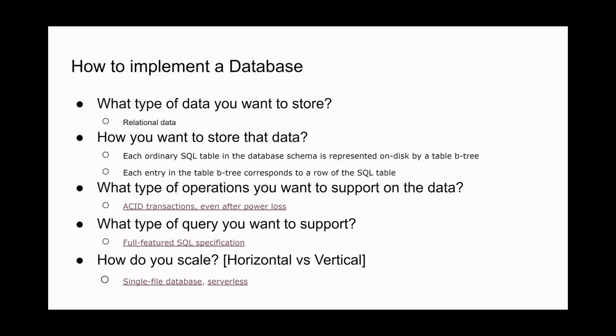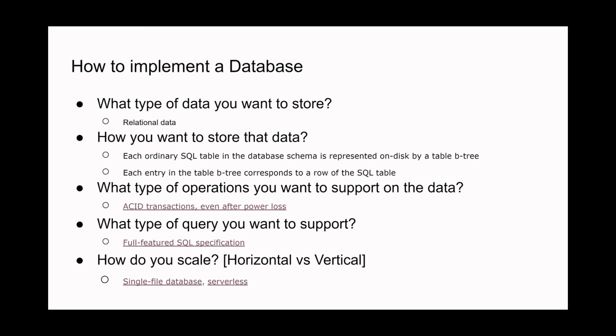Let's ask all those questions that we asked before, and let's try to get a feel for how these questions help us in understanding this database. The first question, what is the type of data you want to store? The data being stored is relational data in the form of tables. How do you want to store that data? This particular DB utilizes B-trees to store data. Whatever operations you want to support on the data, ACID transactions even after power loss. What type of query you want to support? This database supports anything that is supported by any other SQL database, and it does a good job at that as well.